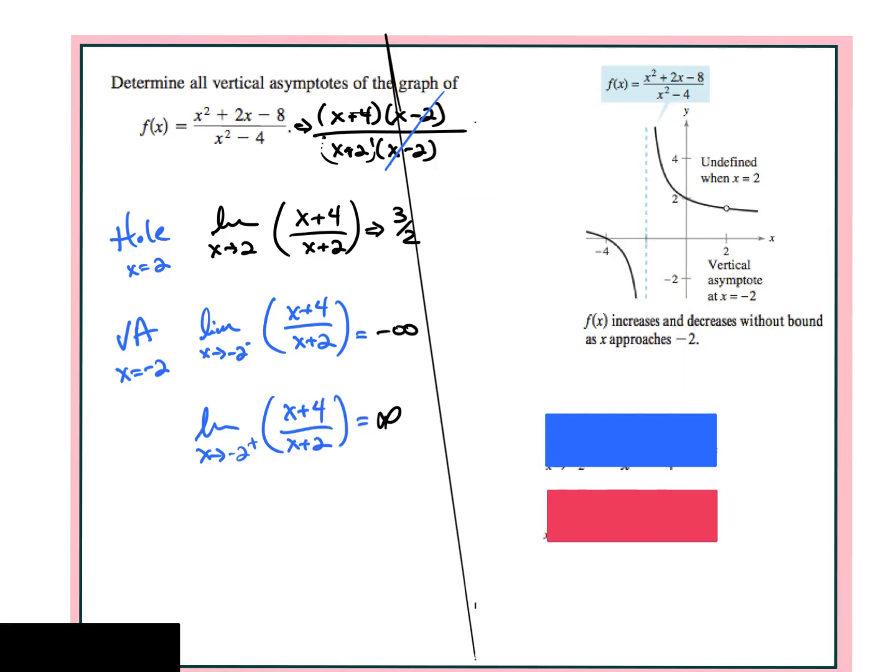And so we have a vertical asymptote at x equals negative 2. However, when I go from the left, it should go down, just like we did here. And then as I go from the right, it should go up, and I have a hole going on at 2 comma 3 halves. All right?